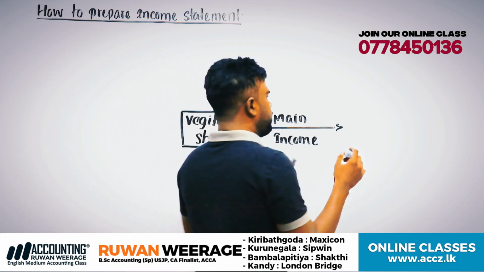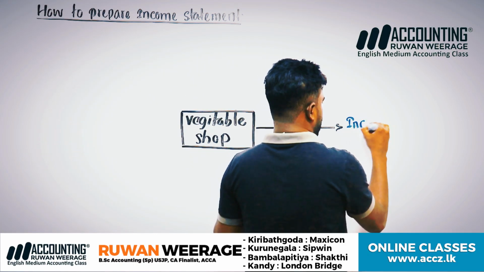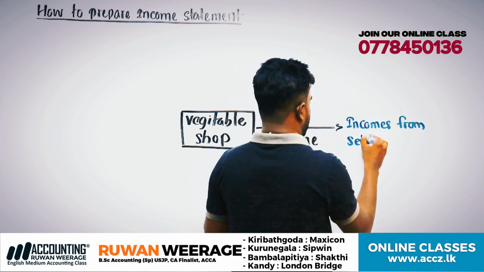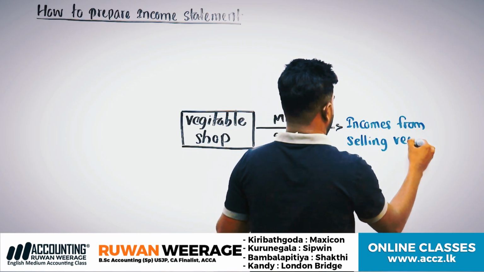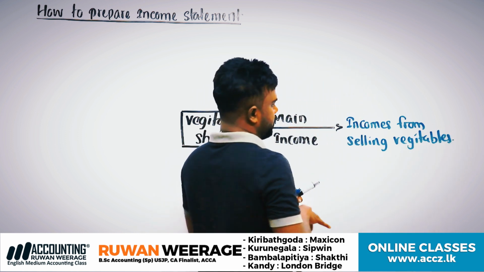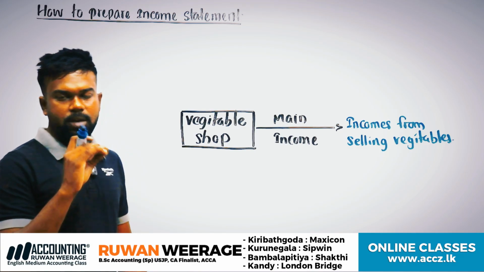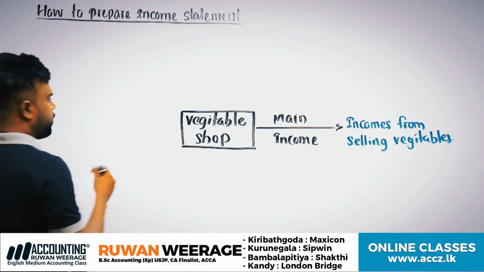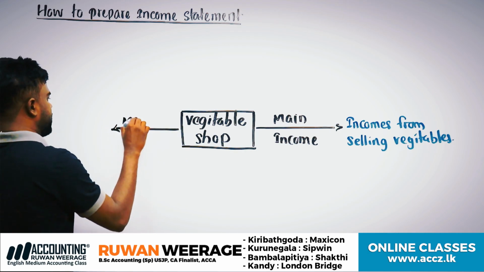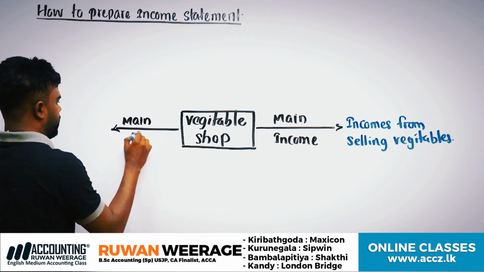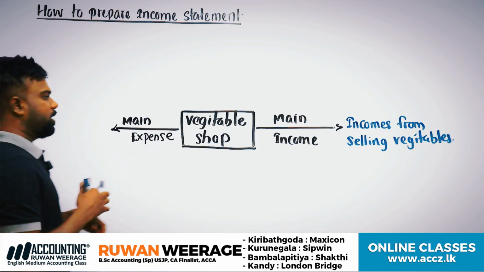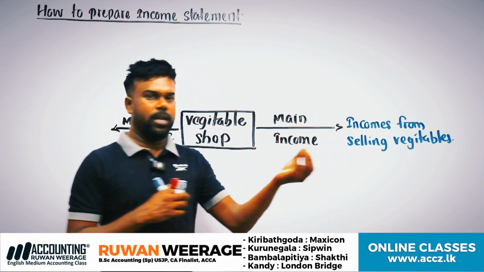Income from selling vegetables. Clear? The incomes from selling vegetables, that's the main income source. So therefore, what will be the main expense then? What is the main expense? The main income line is selling vegetables.